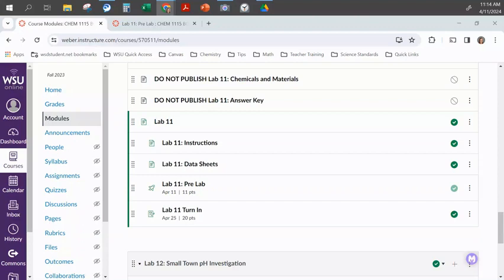I'm gonna hand you lab 11. You're gonna take the instructions and the data sheet, and you're gonna bring it back on Monday.